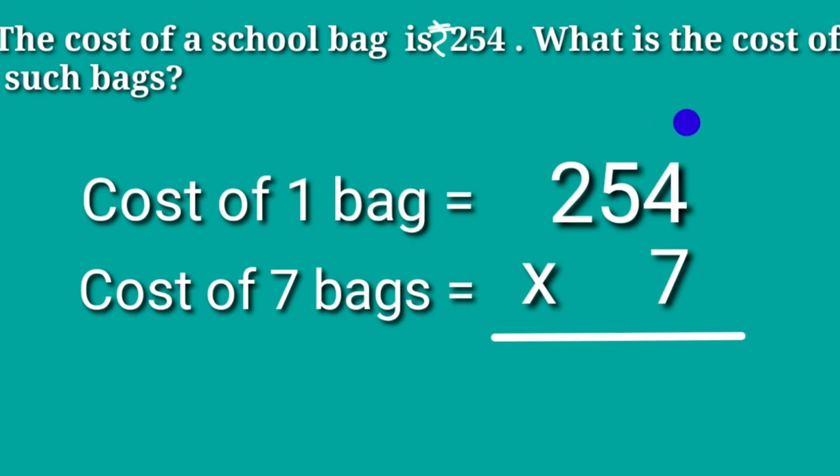First, we multiply 7 by 4. Here we need to recall the 7 times table or 4 times table. 4 sevens are 28.